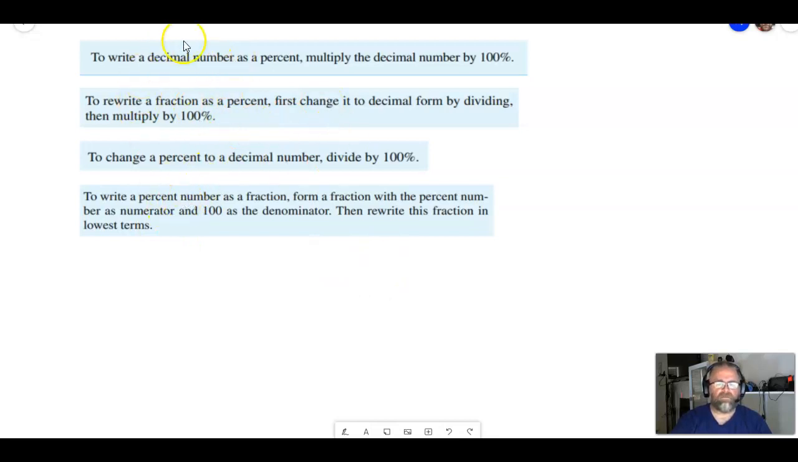Here are some rules to help us. Let's talk a little bit about these. The first one says to write a decimal number as a percent, just multiply the number by 100%. So let's look at an example of that.